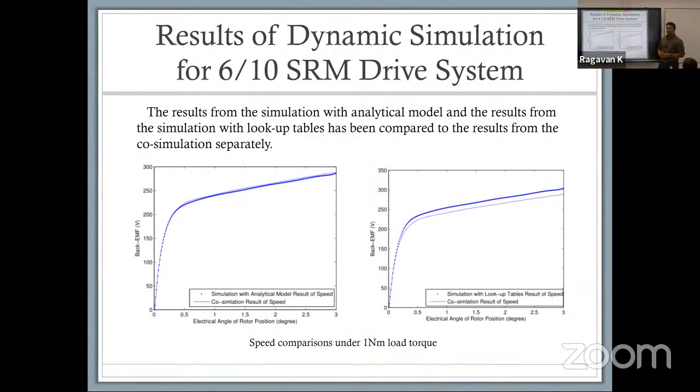Take that one step further. Look at the dynamic simulation. Dynamic simulation also gives you this with respect to speed. If you do co-simulation versus the analytical model, the numbers were also beginning to match really well.